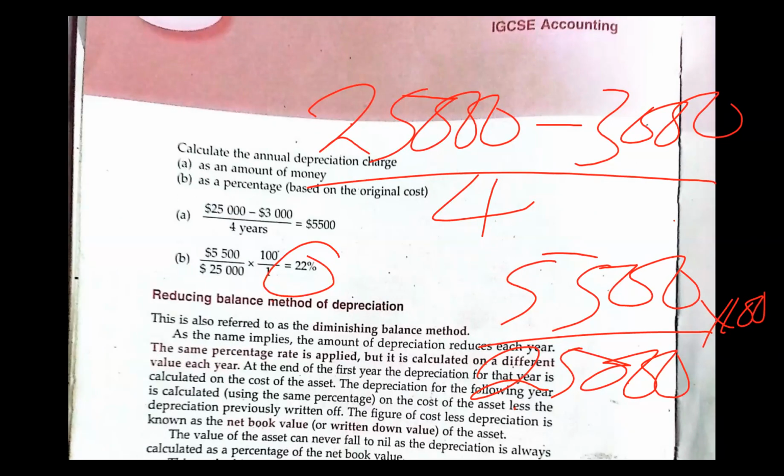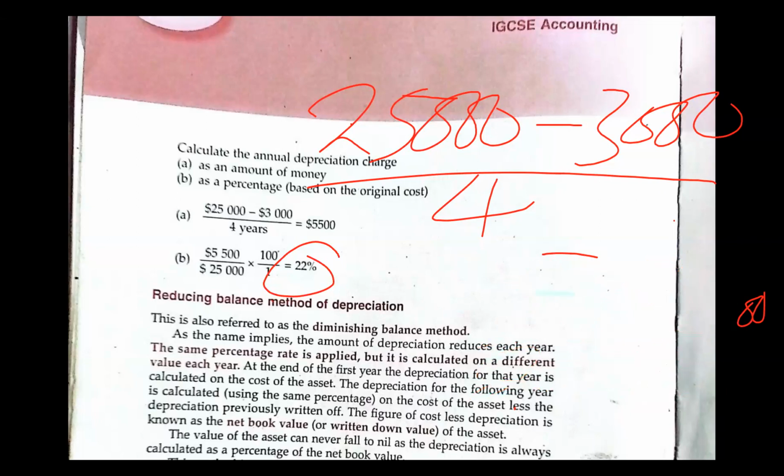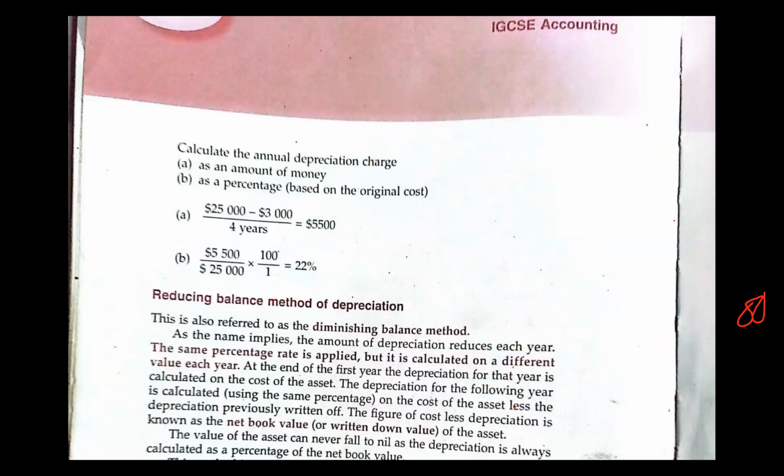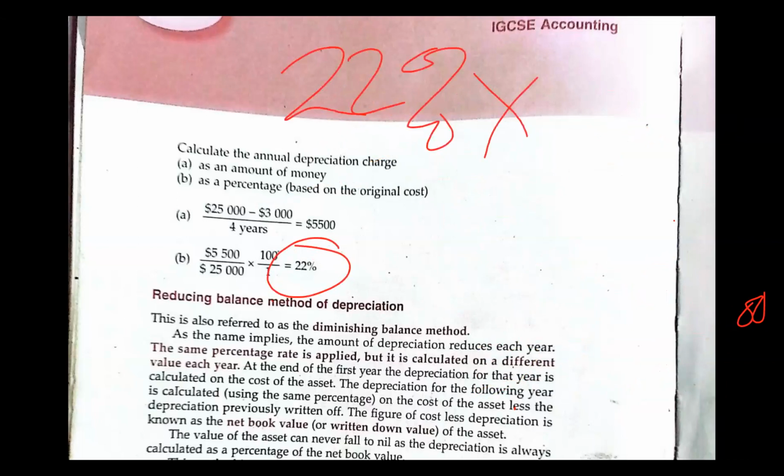Sometimes you may just be given the percentages like this one, 22%, that an asset is depreciating at the rate of 22% using the straight line method. So just get this same percentage, 22%, multiplied by the difference in cost, like this difference that you have found, it will still give you the same amount.